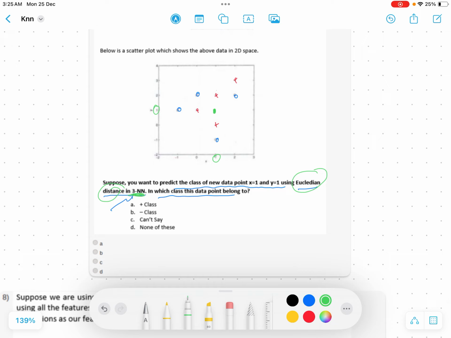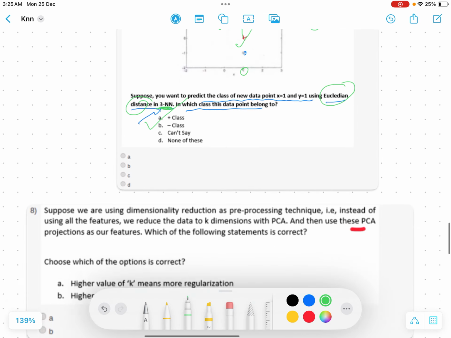The nearest neighborhood is going to be these three, right? All these three are the positive class, so it is going to be the positive class. So the correct answer for this is A.